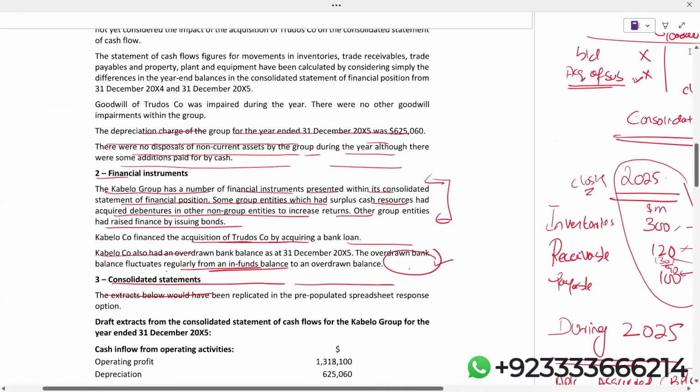Student, can you see the heading of financial instruments? Kindly reply. Students. Great.